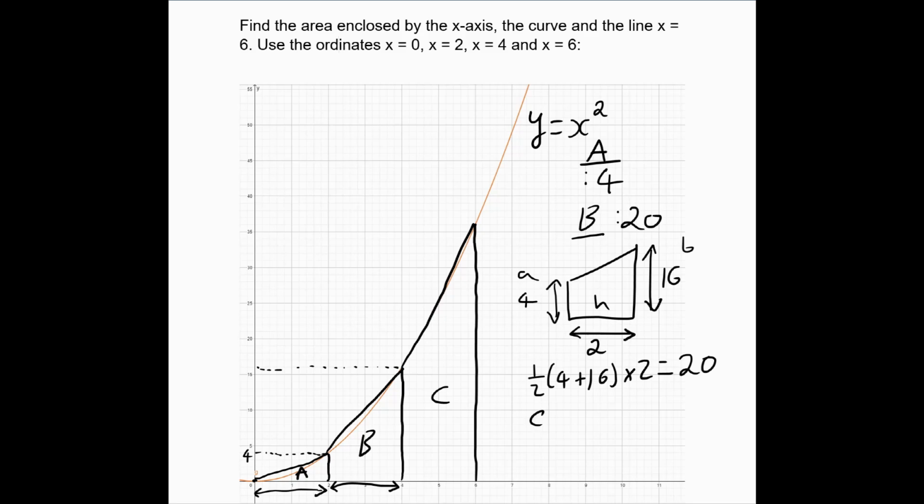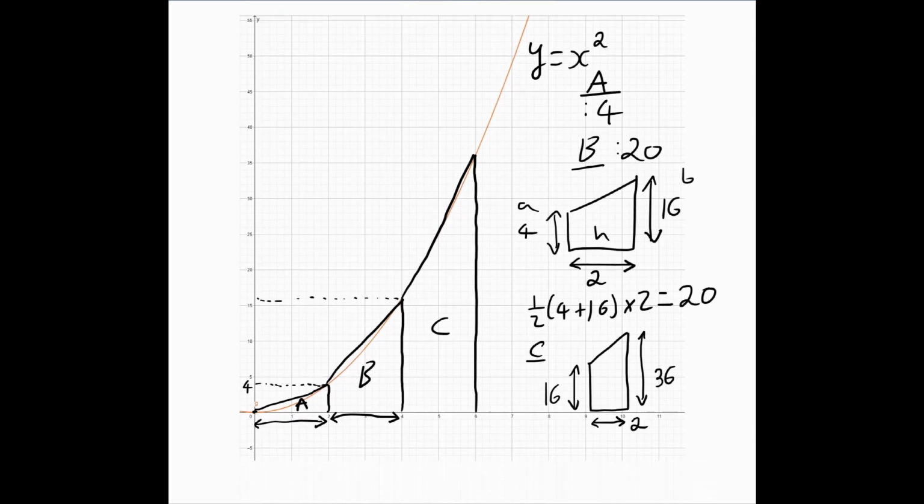And to work out the area of C, it's very similar. Let's give it a quick sketch here. The left height is 16. The right height is 36. The distance between the parallel sides is 2. So to work out the area, I need to do half, 16 plus 36, times 2. Half times 2 cancels out. 36, 46, 50, 52. So the area of C is 52 square units.